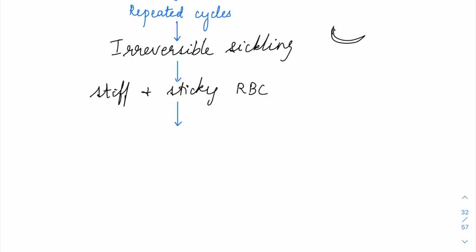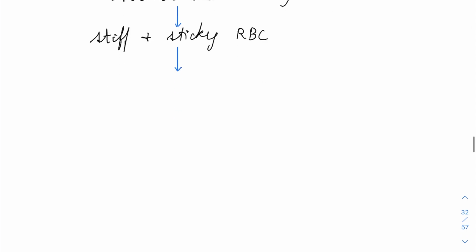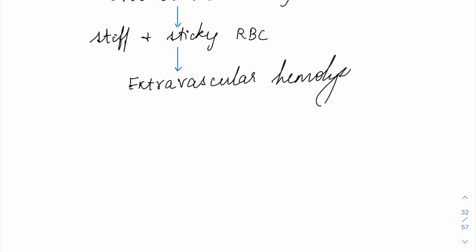So these cells cannot deform properly. They are quite stiff and they are sticky as well. So once they are stiff, they cannot deform properly. So when they pass through the splenic sinusoids, it is going to cause extravascular hemolysis.